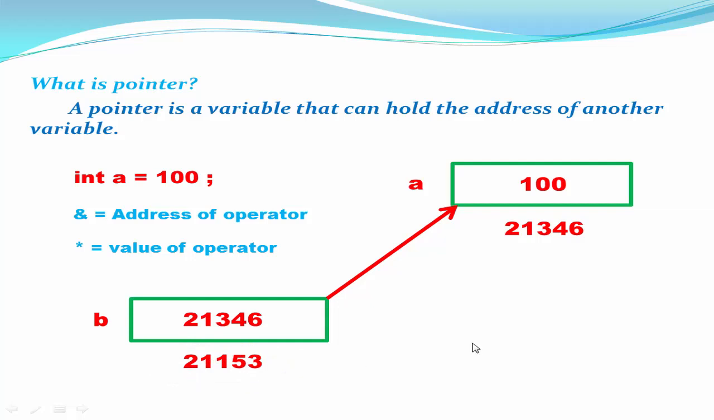Another operator is star or value of operator. The value of operator returns the value of the variable specified with it. For example, if we use star A, it returns the value of the variable A, that is 100. Similarly, if we use star B, it goes to the value stored in the variable B, that is 21346, then searches for the value stored in the memory location 21346, that is 100. So it returns 100. Next we see how we use pointers in a program. Let's move to the coding.